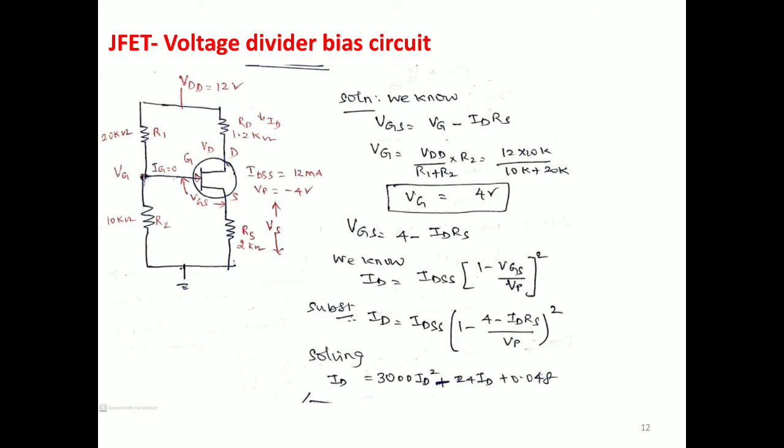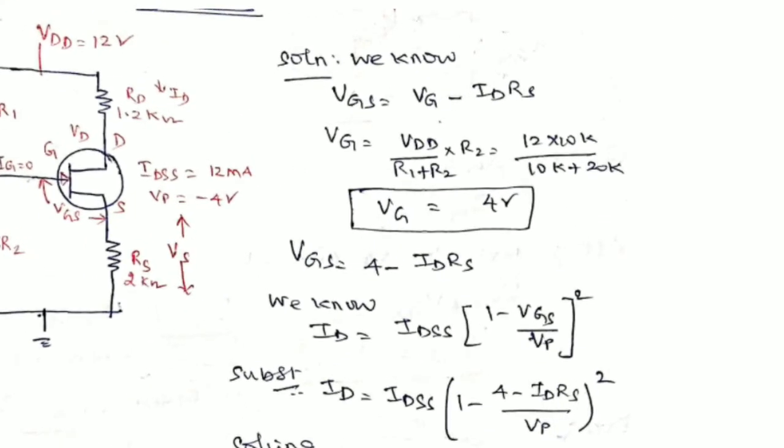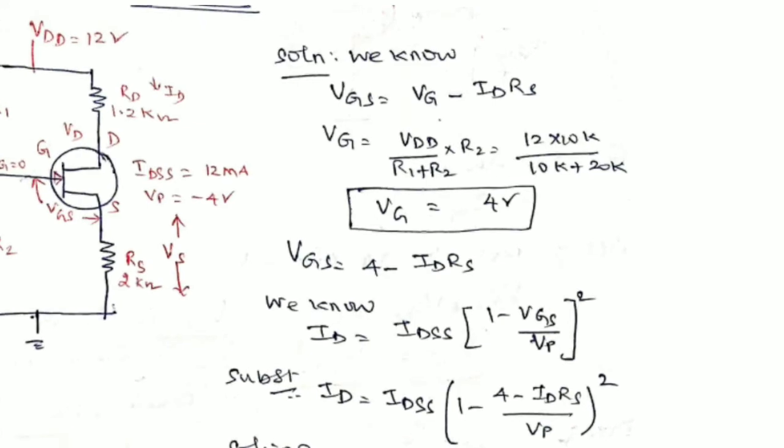Take one problem for the given circuit. Again we will go with the same concept. Everything is given. So VGS is equal to VG minus ID RS. What about your VG? The equivalent value: R2 divided by R1 plus R2, into VDD, which is equal to 4 volt. So VGS is 4 minus ID into RS. That is VG minus ID into RS, and VG we have already found.